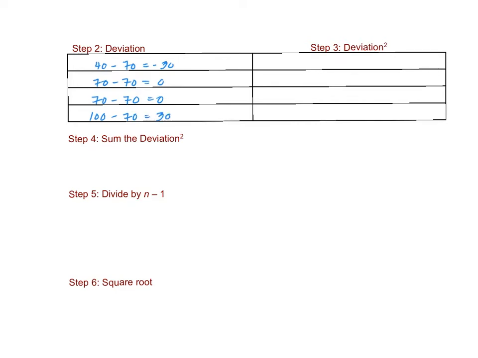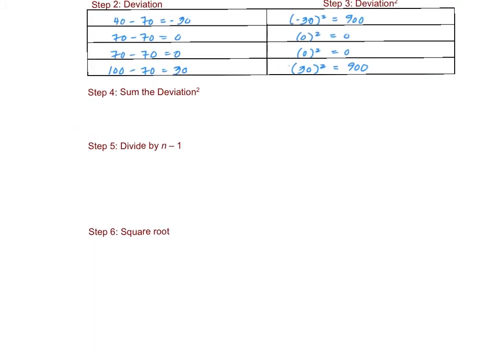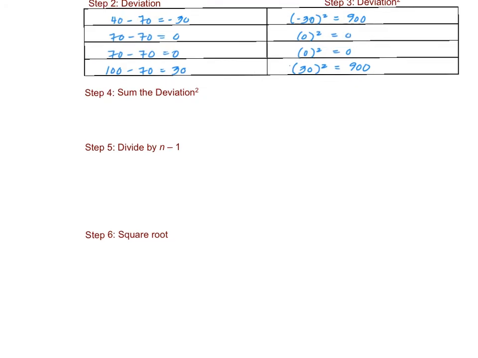So once we square each one of those, we're squaring negative 30. So that should be a positive 900. And then we're squaring 0, which is simply 0. Square 0, it's 0. The last one would square a positive 30, and that's a positive 900. So those are all our deviations squared. The next step is to add those up. So 900 plus 900, that total is going to be 1800.